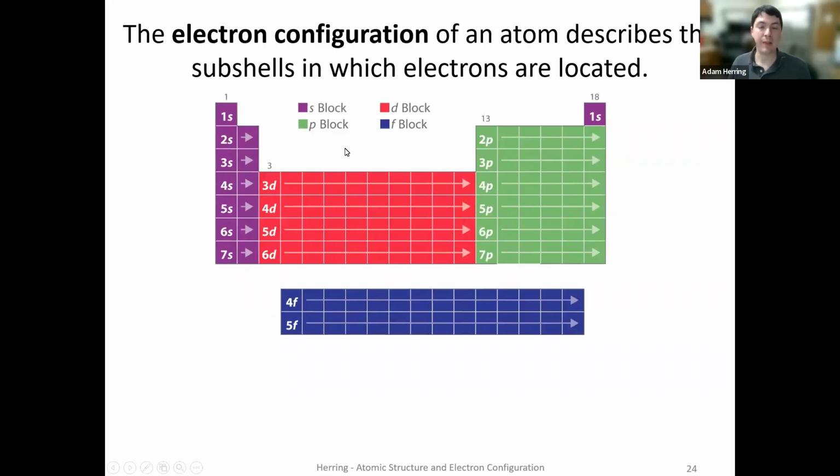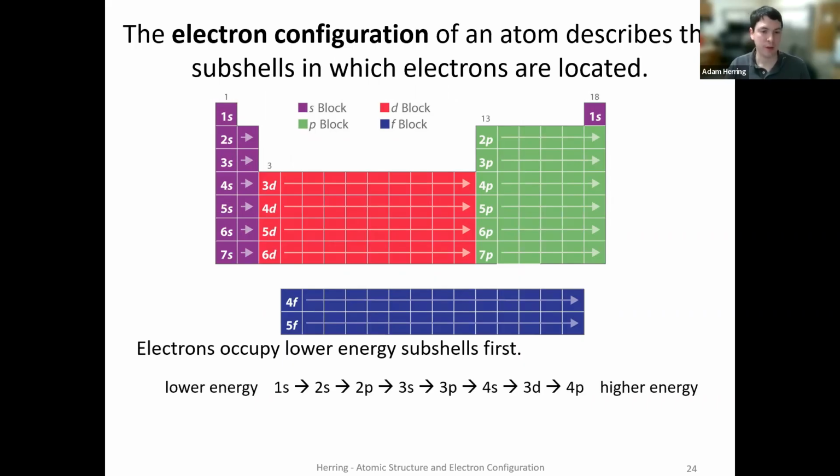We've already seen that the periodic table can be divided into the 4 different blocks, and that these blocks represent the different subshells of the shells. The electron configuration of an atom describes the subshells where the electrons are located. And when electrons get filled into the subshells, they will fill the lowest energy subshells first. That's in order to maintain the lowest energy state possible.